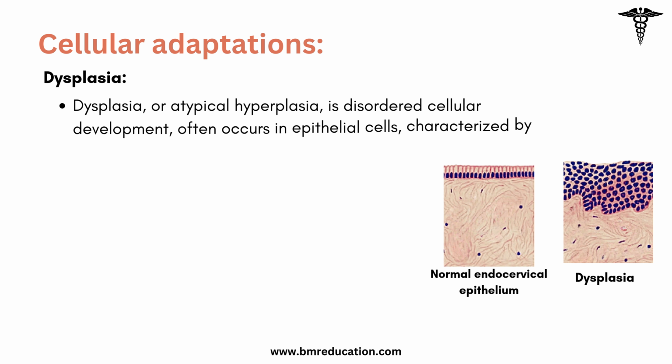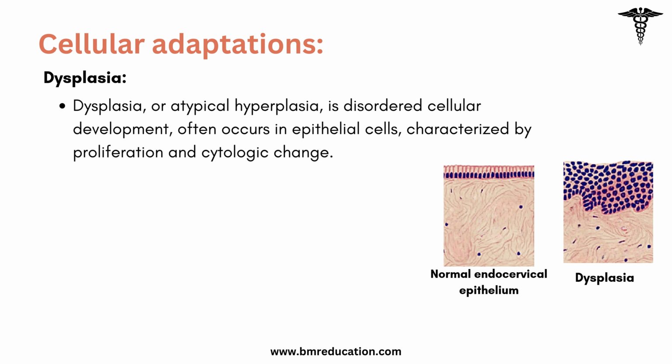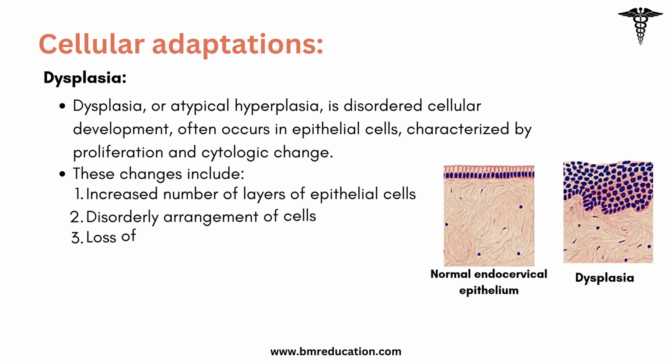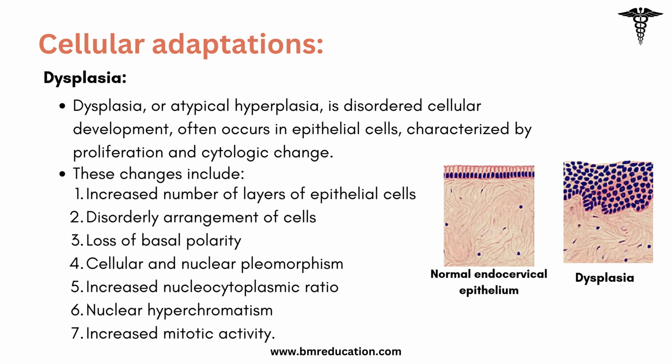Dysplasia or atypical hyperplasia is disordered cellular development, often occurs in epithelial cells, characterized by proliferation and cytologic change. These changes include increased number of layers of epithelial cells, disorderly arrangement of cells, loss of basal polarity, cellular and nuclear polymorphism, increased nucleocytoplasmic ratio, nuclear hyperchromatism, and increased mitotic activity.